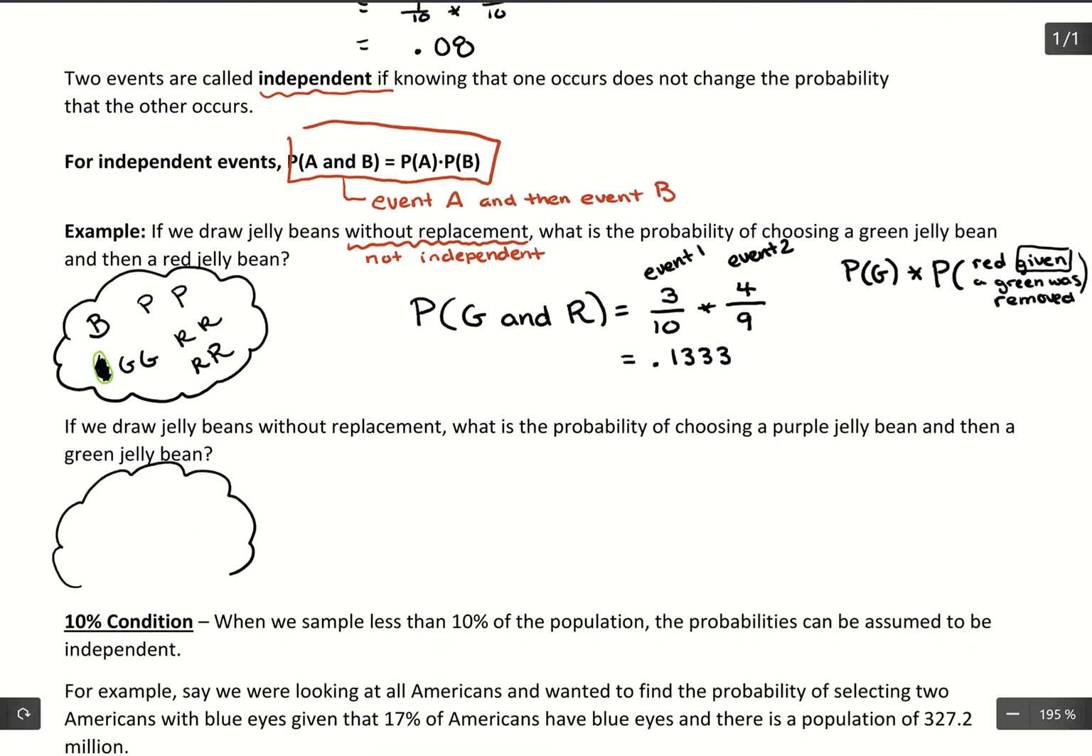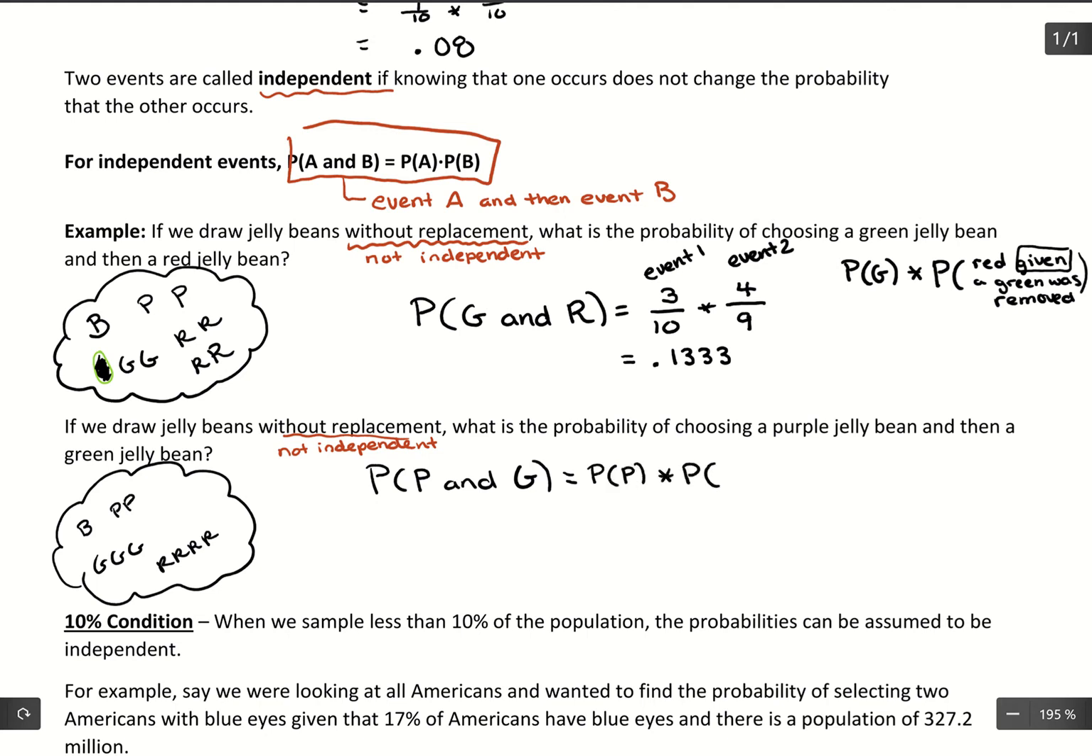So let's try this again. Say we have our bag of jelly beans. We have a blue, 2 purple, 3 green, 4 red. And we want the probability of choosing a purple and then a green. Because we're working without replacement, it's not independent. So with that first probability, taking just the probability of purple times the probability of green given a purple was removed.